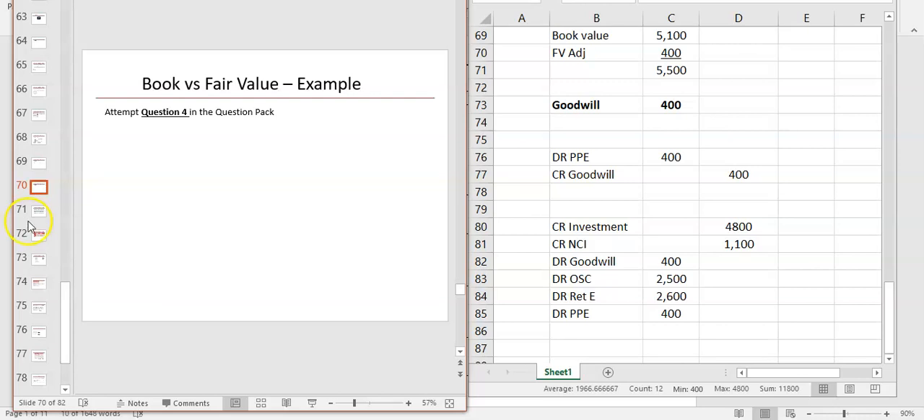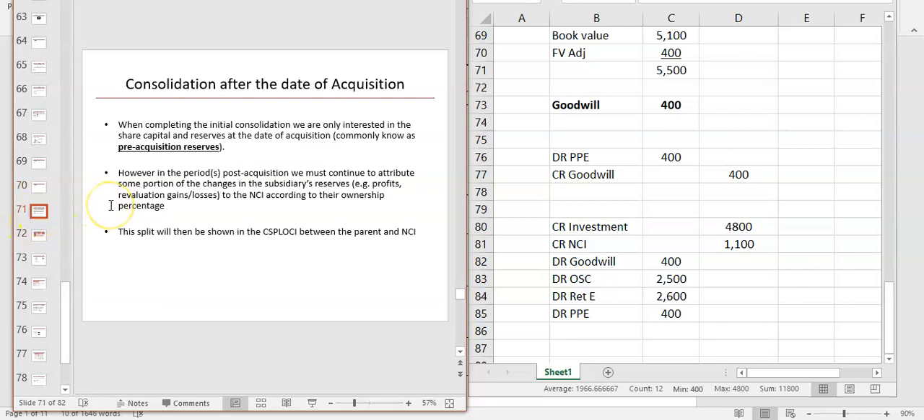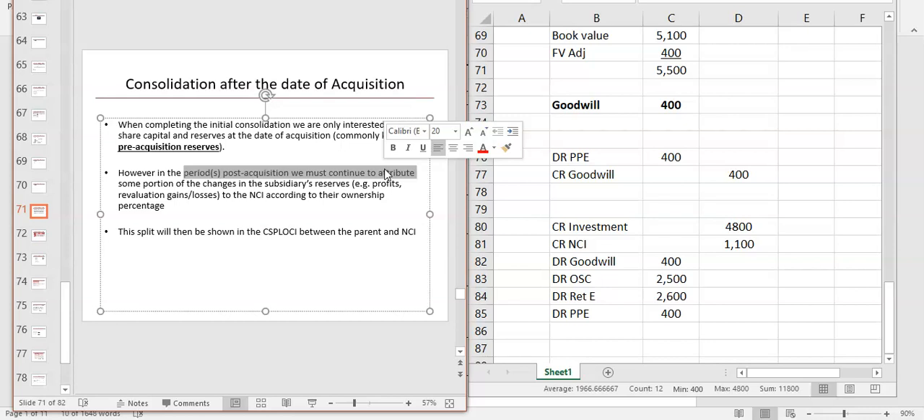Okay, so our final main complication. We're building up the basics of a consolidated statement of financial position and how to deal with it post-acquisition. What happens when we acquire a subsidiary and then own it after the date of acquisition? In the previous examples we've looked at with goodwill, NCI and fair value adjustments, we've only ever got to the date of acquisition. We haven't really considered the periods post-acquisition. What happens when you make a profit?